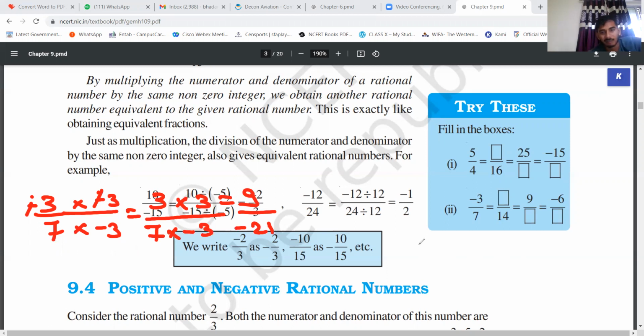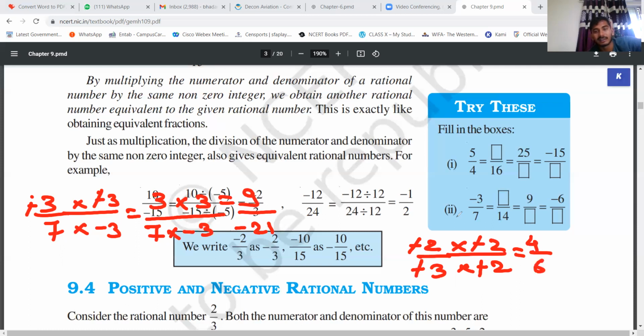Again, I'll tell you one example. Minus 2 by 3, minus 3 is there, and one is multiplying by minus 2, and here I'm multiplying with also minus 2. So always remember, when you are multiplying two numbers, minus will be cut down. 2 into 2 will be 4 and 2 3s are 6. But if it is in the numerator, minus 2, and denominator 3, and I'm multiplying it by 1, it will be minus 2 upon 3. So you need to remember this.